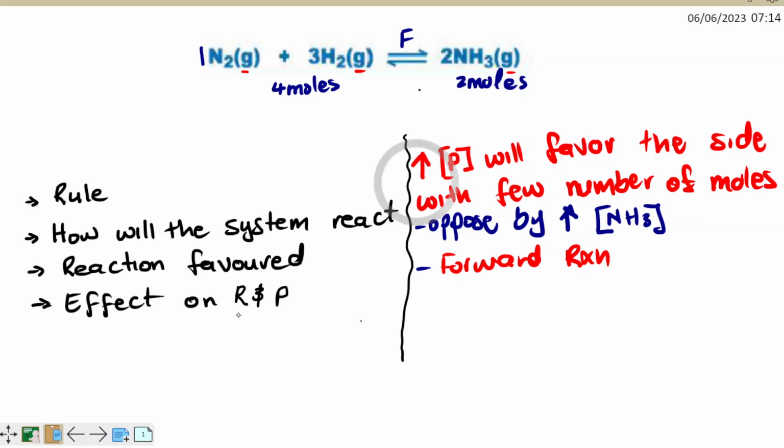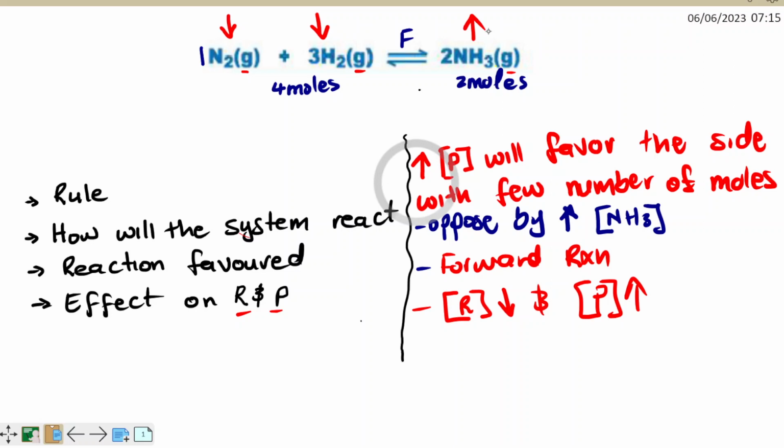Then what will be the effect on the reactants and products? The effect is that the concentration of the reactants will decrease and the concentration of the products will increase. This is Le Chatelier's principle. An increase in pressure favors the side with fewer moles. The system will try to oppose this increase in pressure by increasing the concentration of the gas which has fewer moles, which is the forward reaction in this case. That's why it is favored, and the concentration of your reactants will be decreased and the concentration of your products will be increased. So that's what happens when pressure is increased.